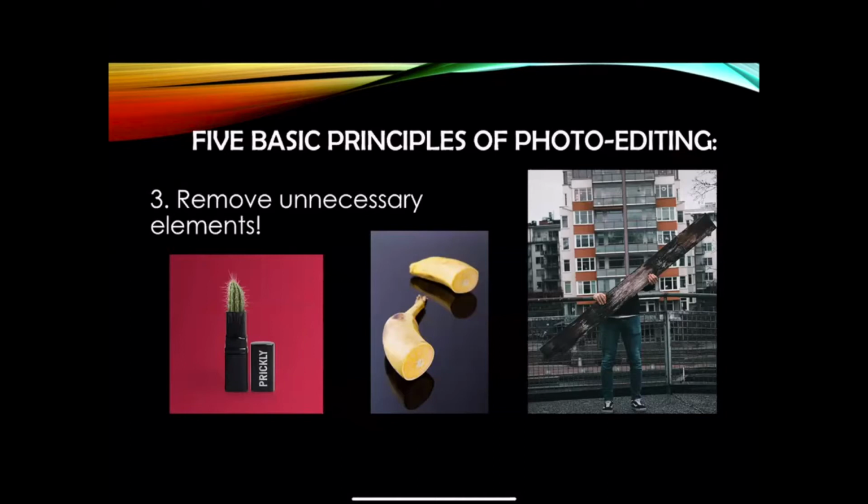The banana and the lipstick, they basically replaced the inside of the banana with a picture of an orange, and then the lipstick with the cactus, which is really cool because it's almost like a way of promoting a type of lipstick. The name of it is Prickly, and they used the cactus, so that's pretty cool. So you can do these type of effects by removing certain elements of your photos.